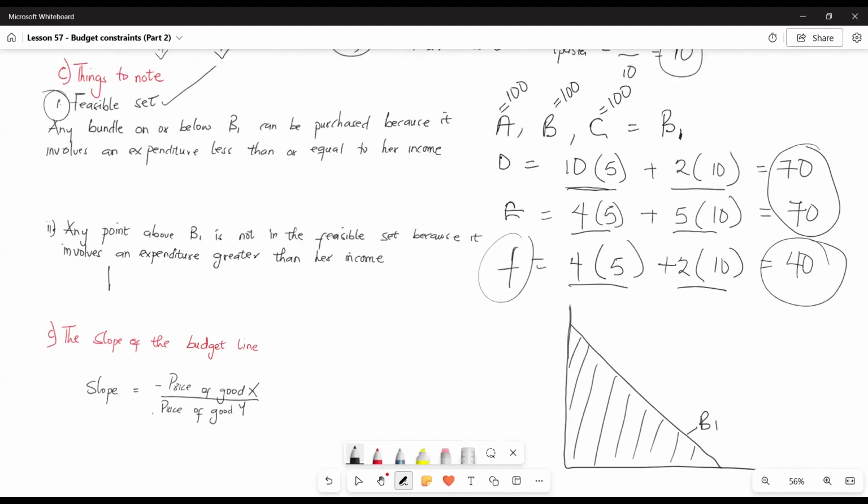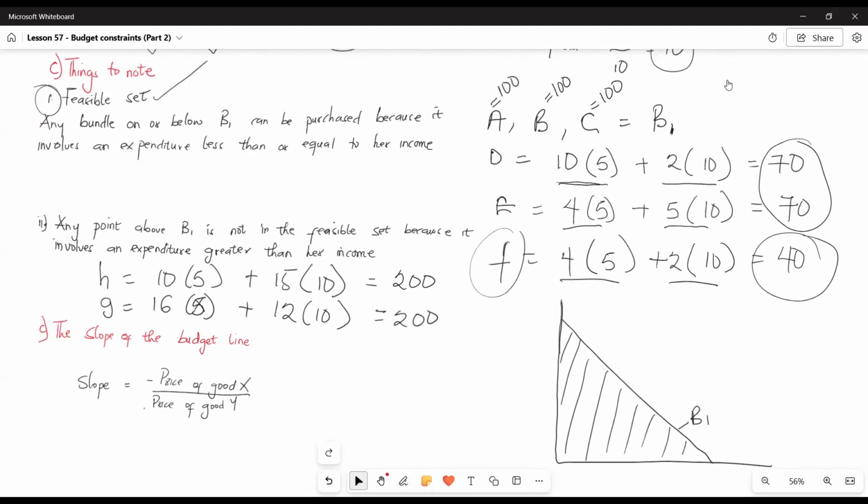We can see that bundle H has 10 units of good X at a price of 5 and 15 units of good Y at a price of 10. So this gives us 200. And then bundle J has 16 units of good X at a price of 5 and 12 units of good Y at a price of 10. So this also gives us 200.